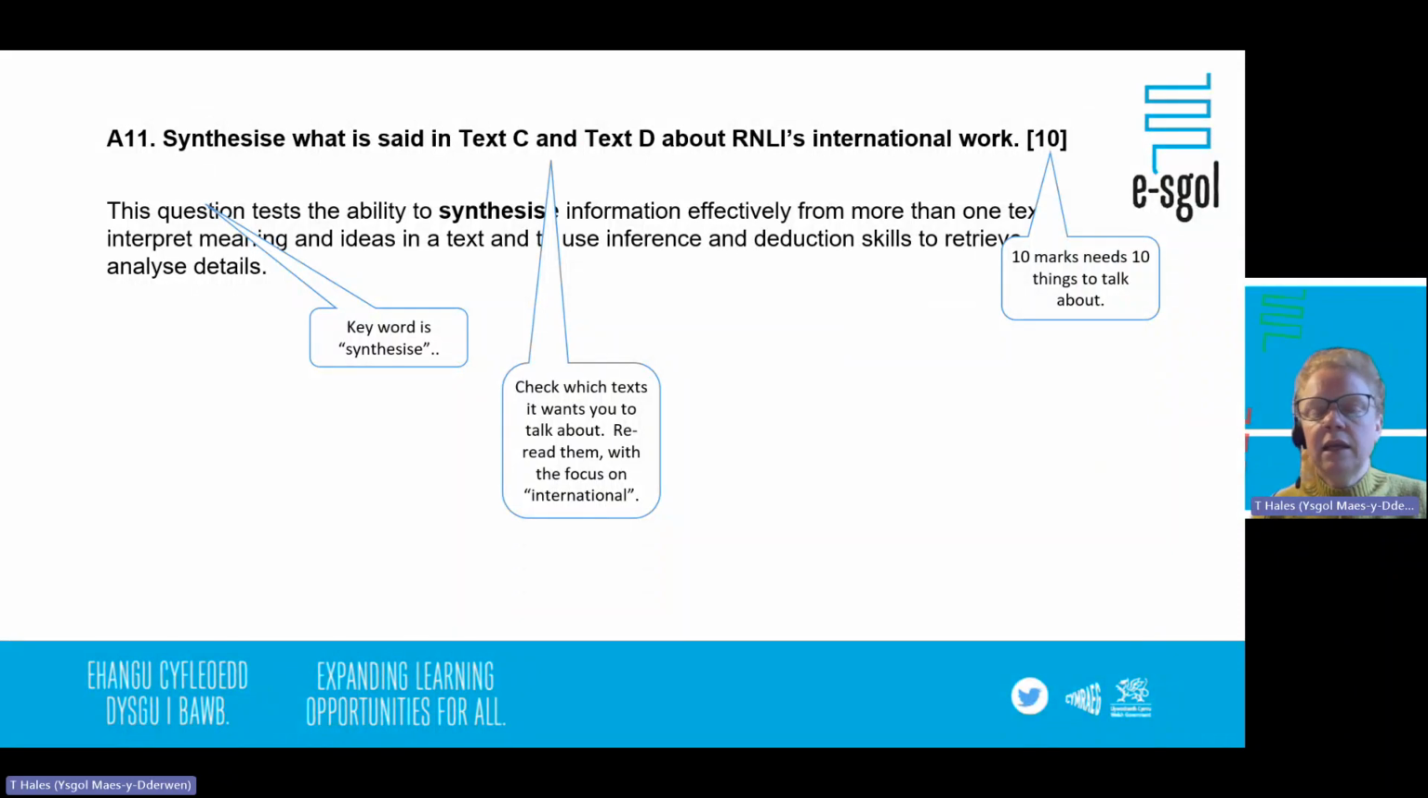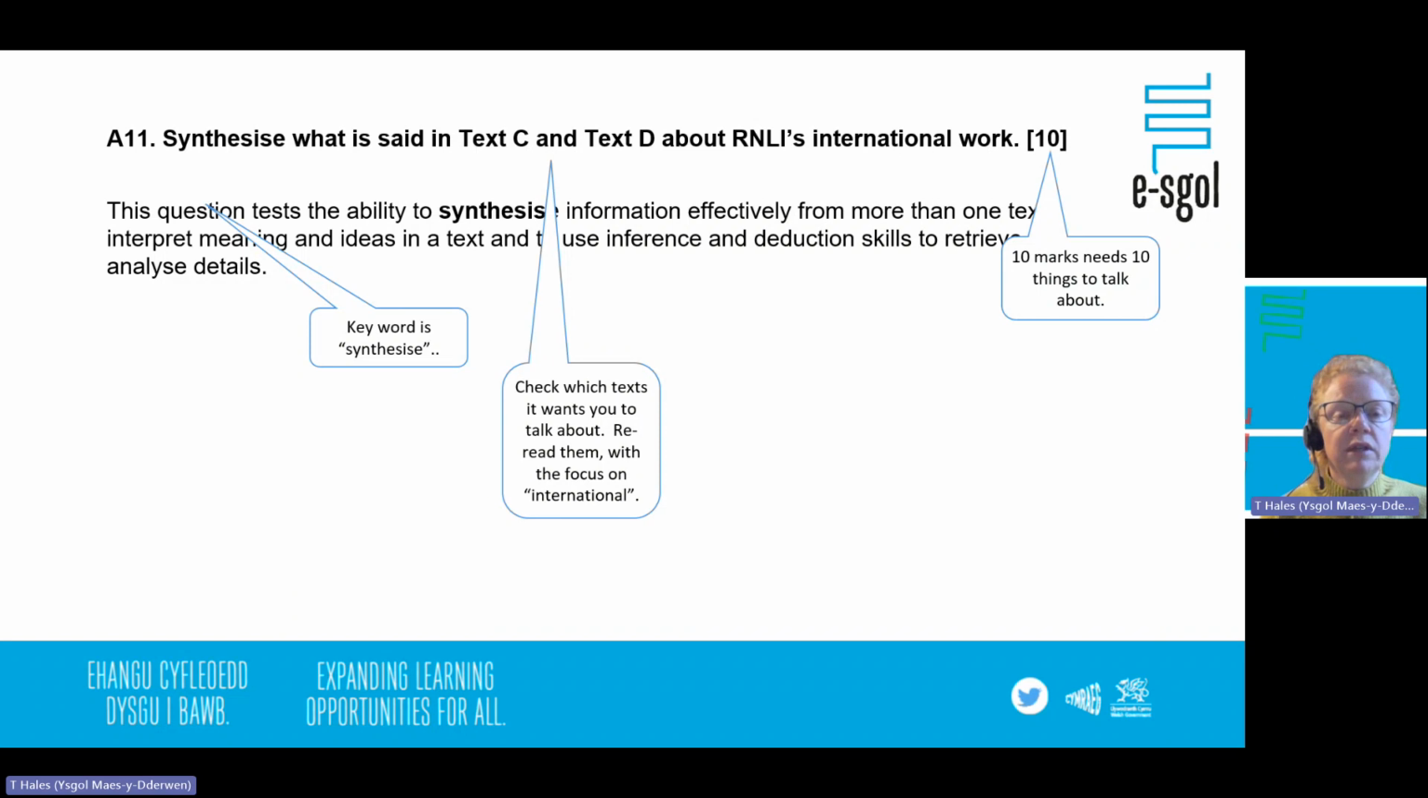Okay, this is our first complex answer. This is the first one that needs us to write in detail. So you'll find you've got a big space in the answer booklet. So this is one of the ones that I'm going to ask you to pause and have a go at once we've gone through how to do it. So it's asking you to synthesize. This is one of the key words from that reading skills section that we did at the beginning. What does synthesize actually mean? So we're going to look at that and we're going to think about how we're going to get those 10 things that we need to talk about.